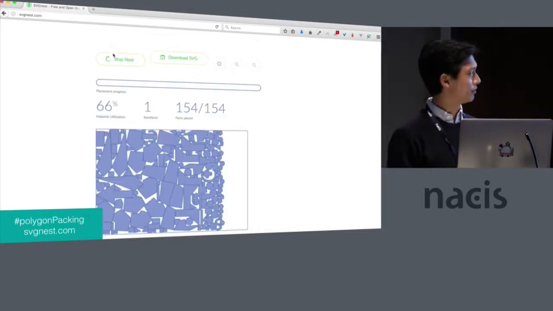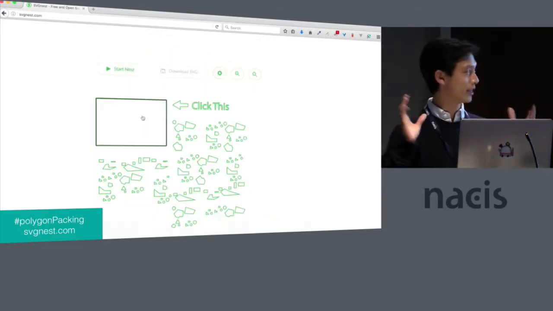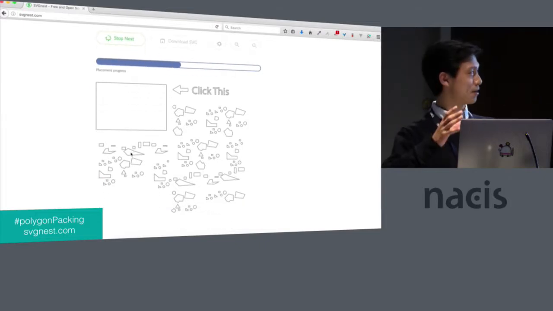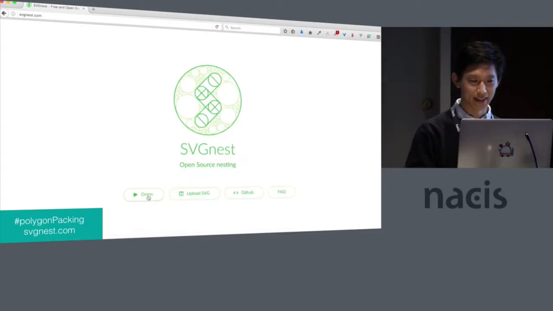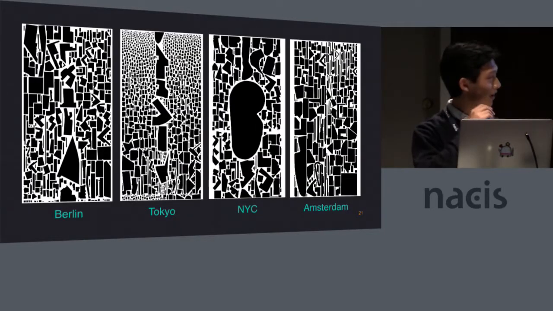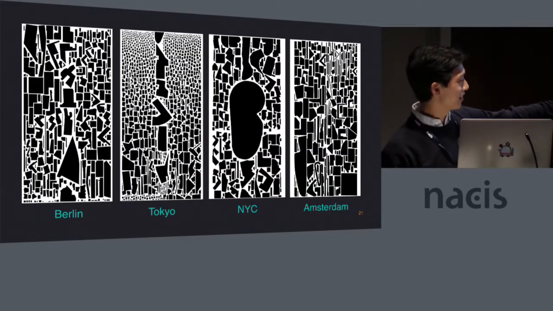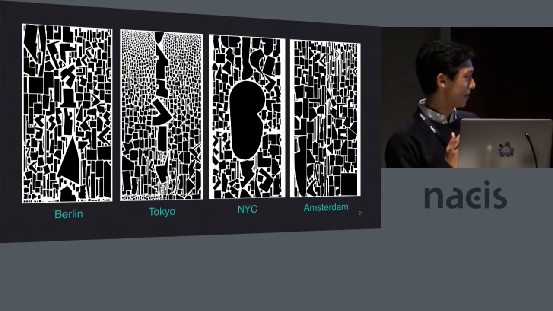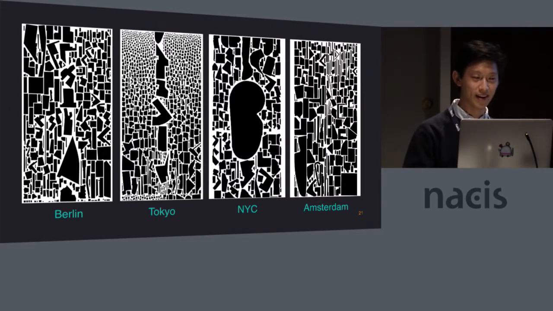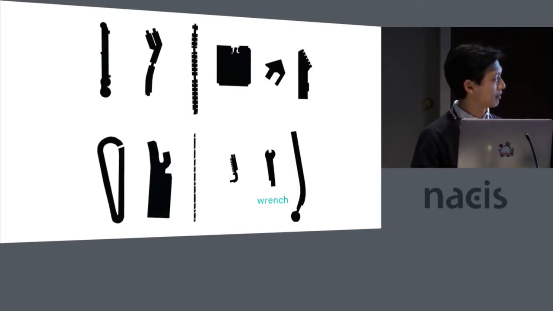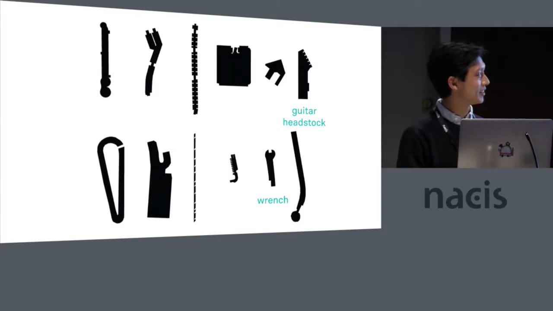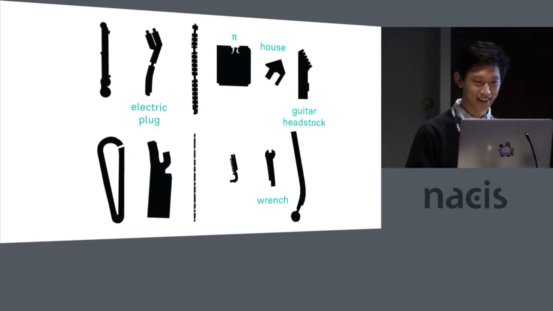And we use this tool called SVG Nest, which allows you to take a bunch of SVGs and stuff them into another SVG. And this is what that looked like in the end. It's kind of cool. You have Berlin looks sort of like that, Tokyo, and New York City and Amsterdam, and so on. And you also get these interesting features when you zoom in. You have a wrench, a guitar headstock, a house, this inverse pi symbol, and this electric plug.